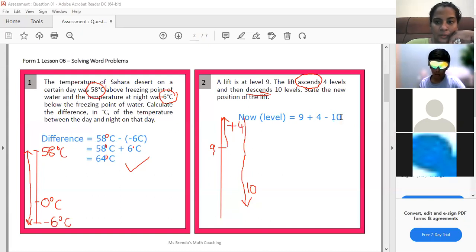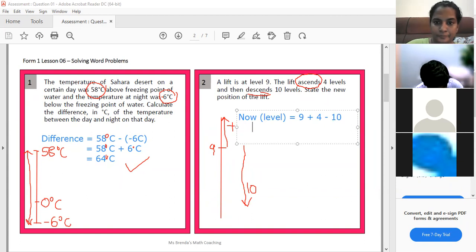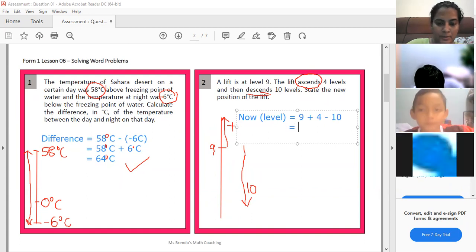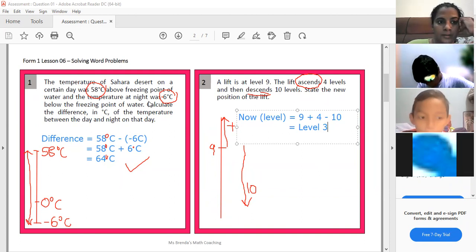Then you write your answer. 9 plus 4, 13. 13 minus 10 would be 3. And you just say level 3. Do you see that? Yes, that's right. So Fahim, Tristan, Rishabh, who else? Danya. Okay, you all got the answer.